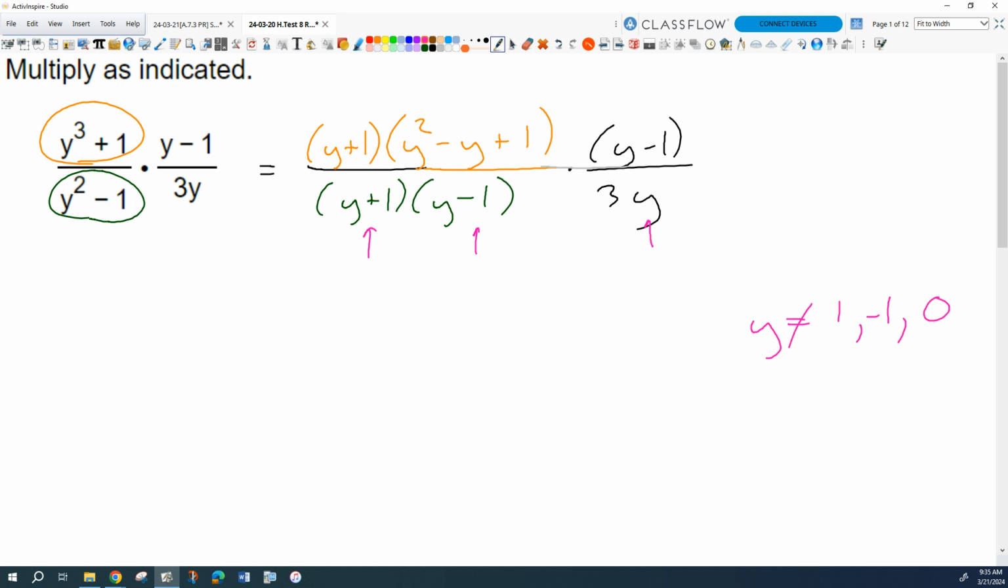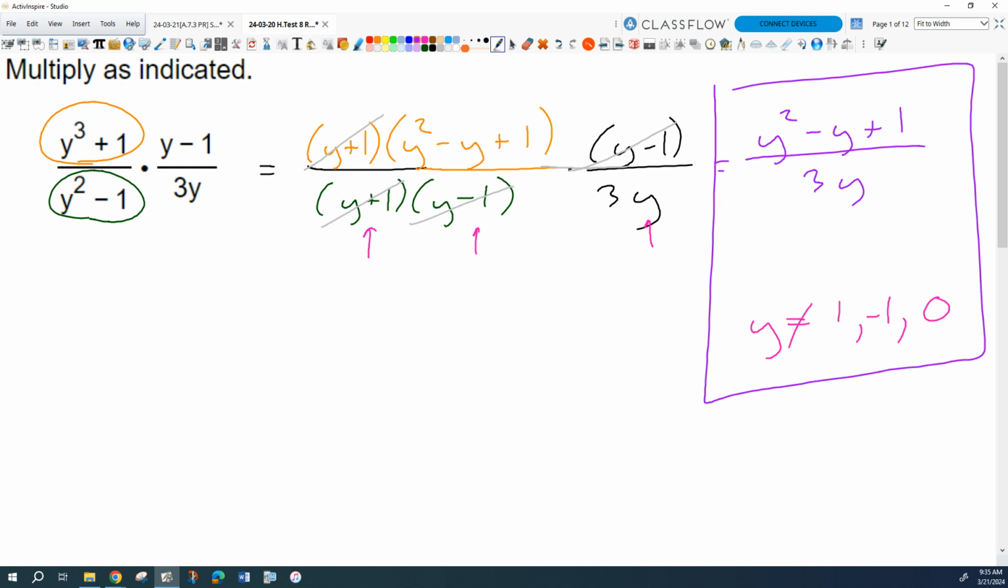Good. So what cancels? y plus 1 and y minus 1. So that cancels with that, and that cancels with that. And we get our final answer. On top, I've just got that one factor, right? Do I need parentheses if I only have one factor? Nope. It's by itself, so I don't even need parentheses. y squared minus y plus 1 over 3y. So there is my answer.